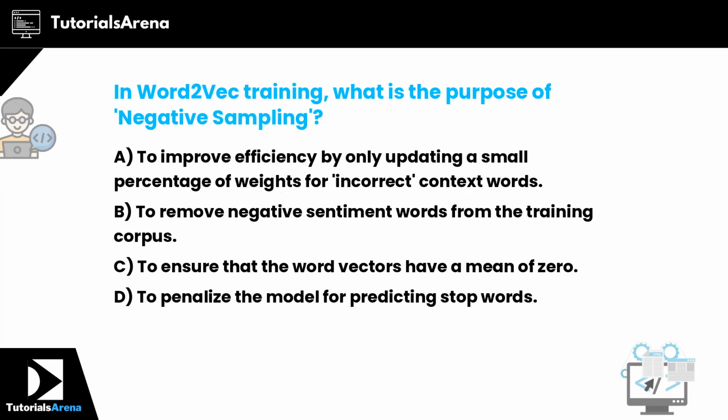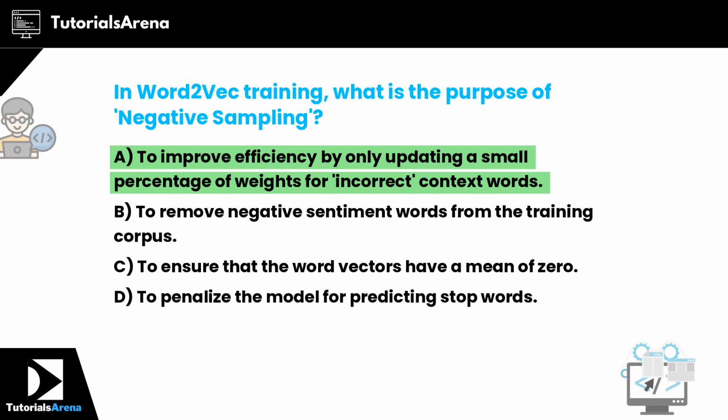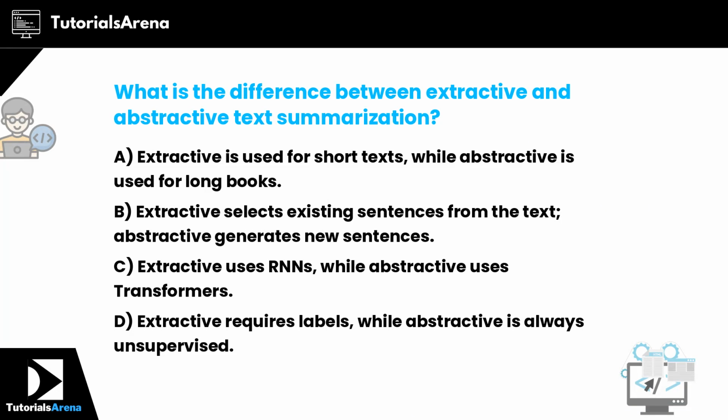In Word2Vec training, what is the purpose of negative sampling? The correct answer is option A, to improve efficiency by only updating a small percentage of weights for incorrect context words. What is the difference between extractive and abstractive text summarization?